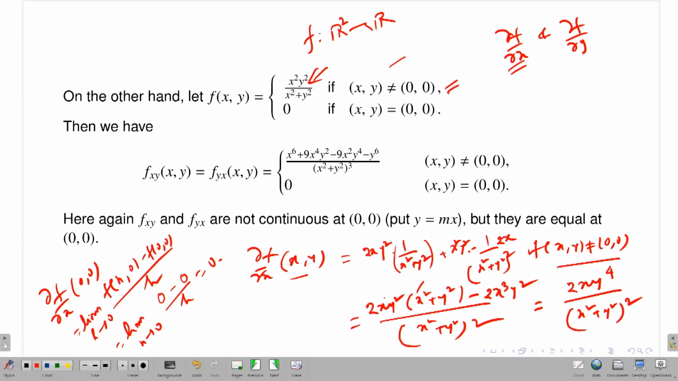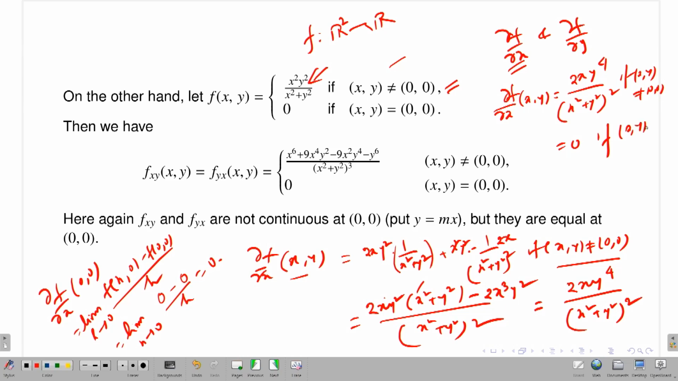So, therefore, if I write it clearly, I have del f del x at the point xy, which is exactly equal to 2x y4 divided by x square plus y square whole square. This is true if my vector xy is non-zero, and this is 0 if my vector xy is 0 0. You can calculate it, right. Similarly, in the same calculations, you can also calculate the partial derivative of f with respect to y variable.